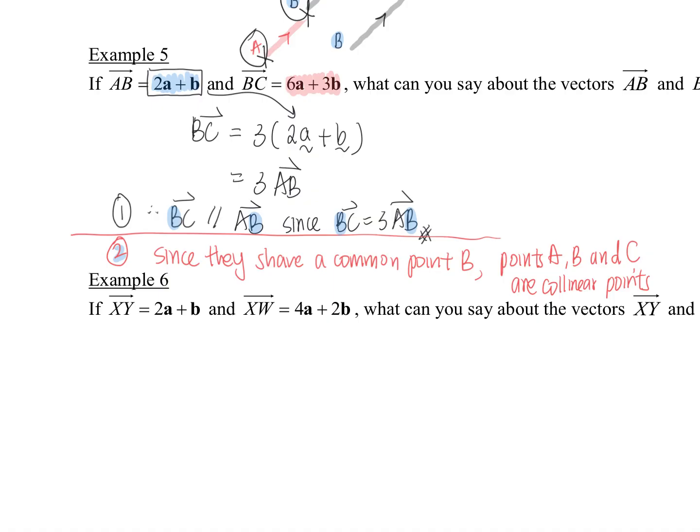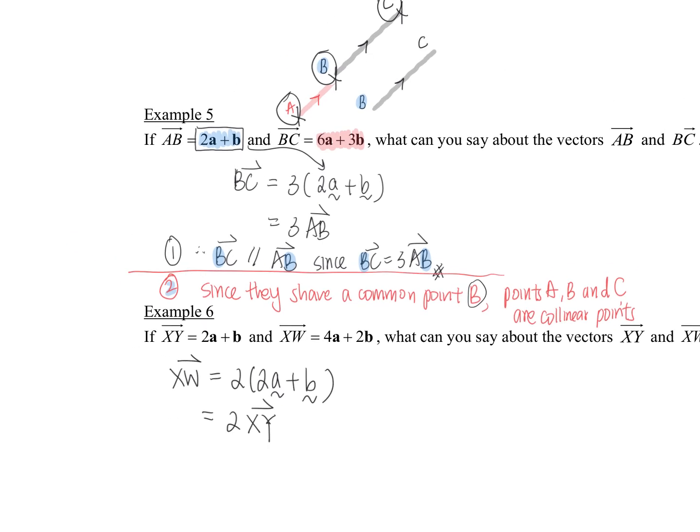Okay, next one. XW. If you observe carefully, I can take out the common factor 2. So actually it's 2 times of XY. Why are they collinear? Because they share a common point B, they must overlap. They must actually be the same line. The B must converge with the other B. They cannot be 2 separate lines in the space.